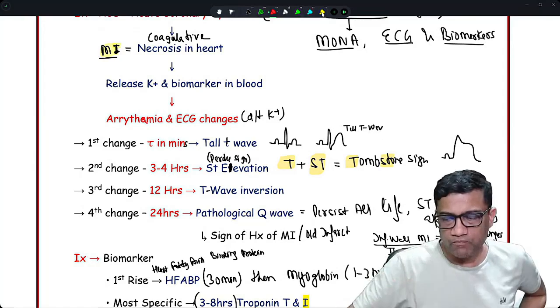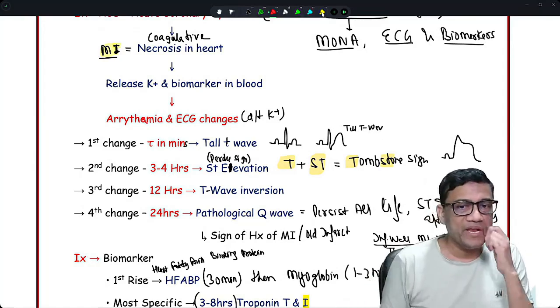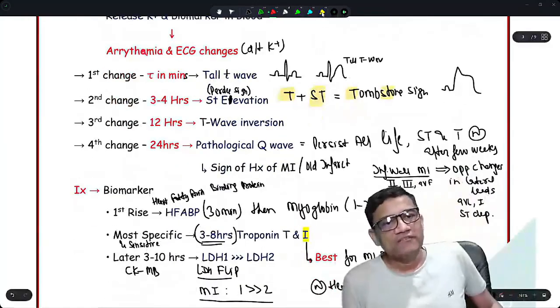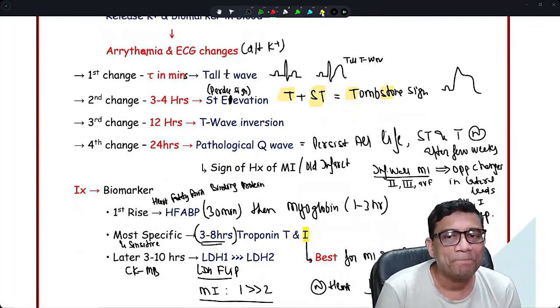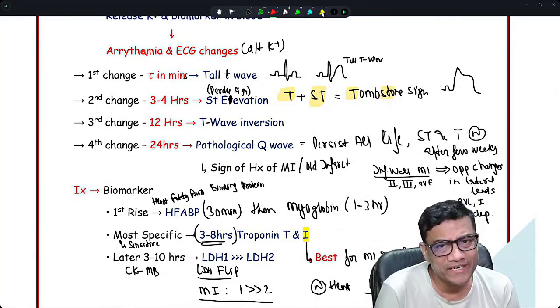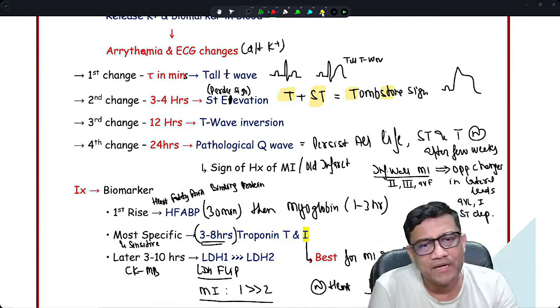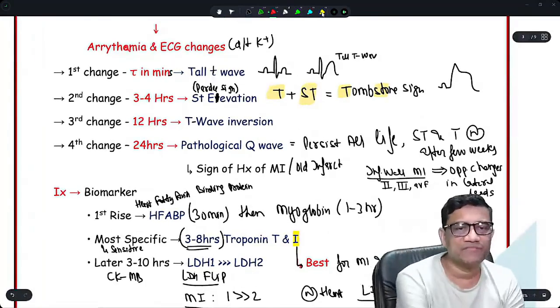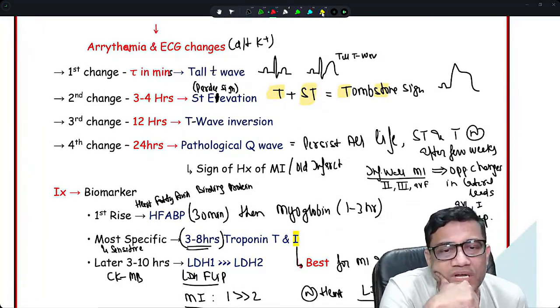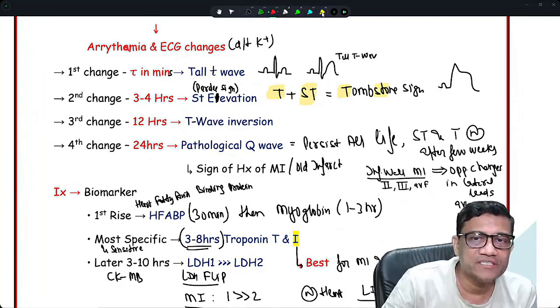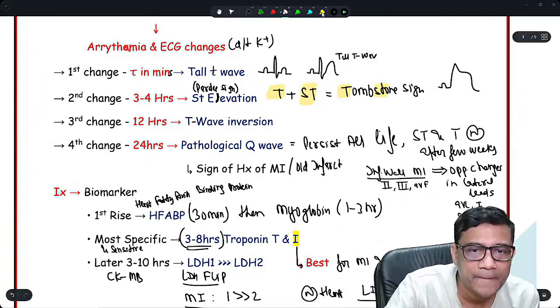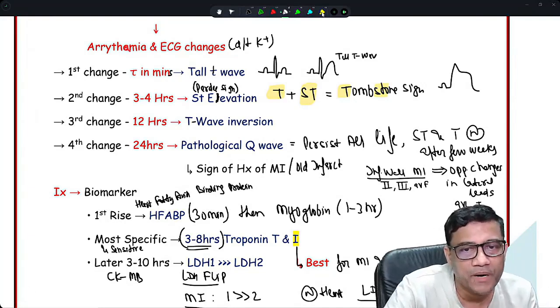Now, what is the first change in ECG? Tall T wave, the tall tented T wave, which also occurs in hyperkalemia. Then there is ST elevation after 3-4 hours. This is called Pardee sign. So once again, Pardee sign is ST elevation. Are you clear?